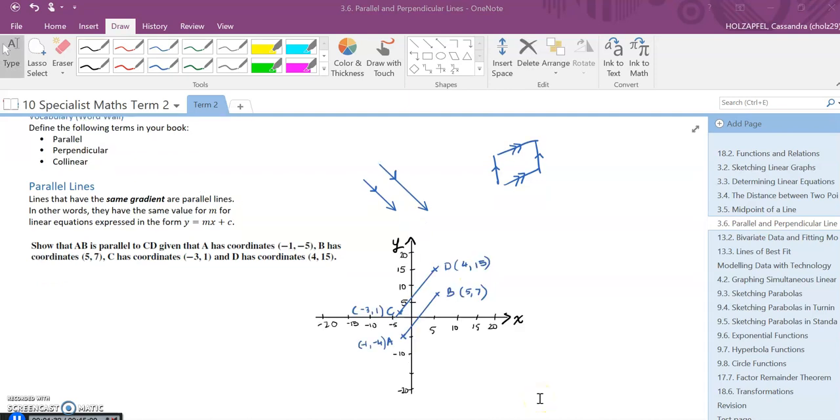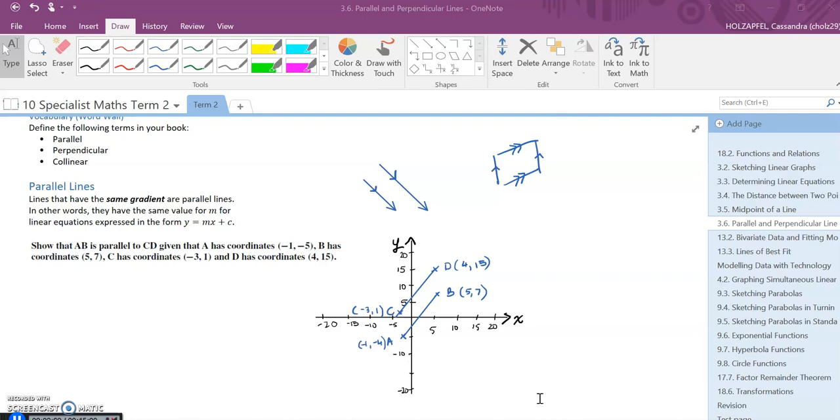All right, I've drawn in my graph and I've drawn in my points. I've also indicated where the lines are going to be. So the line AB is this line connecting these two points here, and line CD is this line connecting these two points here. Now we have to show that they have the same gradient, because if they have the same gradient, that means that they are going to be parallel.